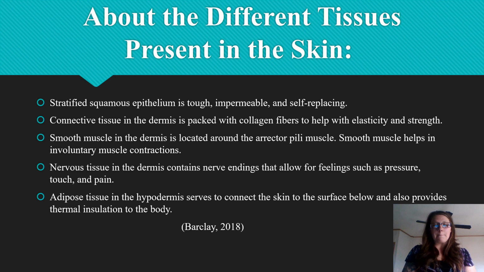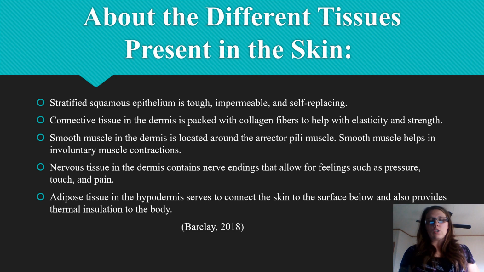The connective tissue in the papillary region is loosely arranged with collagen fibers, while the reticular region is composed of densely packed, irregular connective tissue with collagen fibers. The smooth muscle in the dermis is located near the erector pili muscle. Smooth muscle helps involuntary muscle contractions, such as your hair standing up on your arms when you are scared or goosebumps when you are cold.